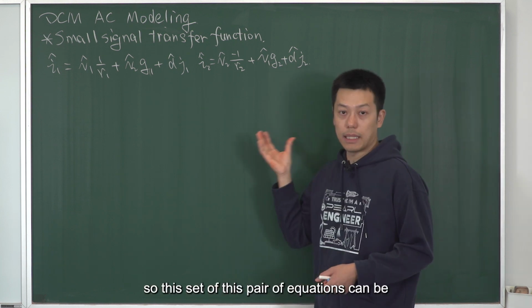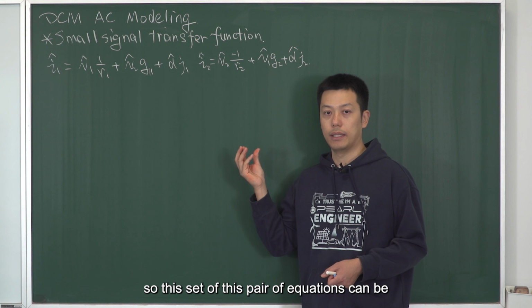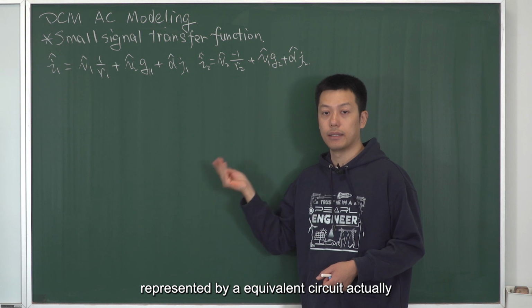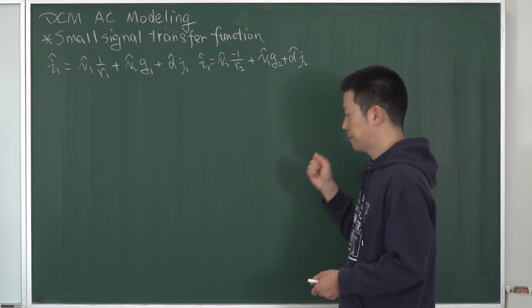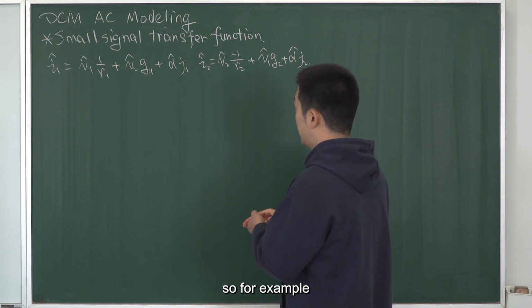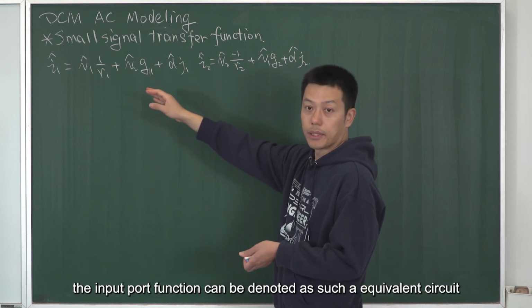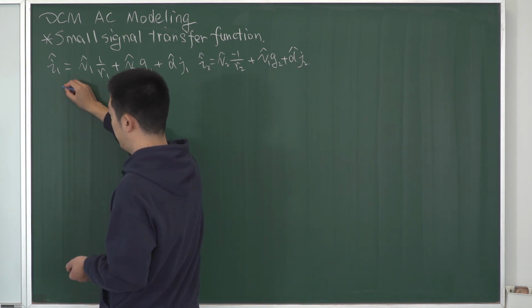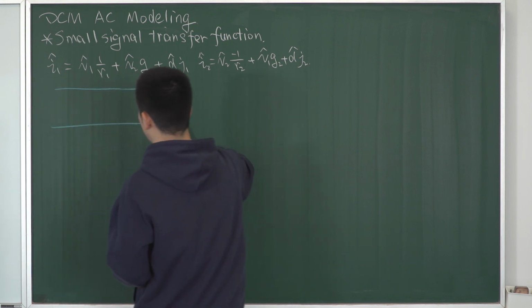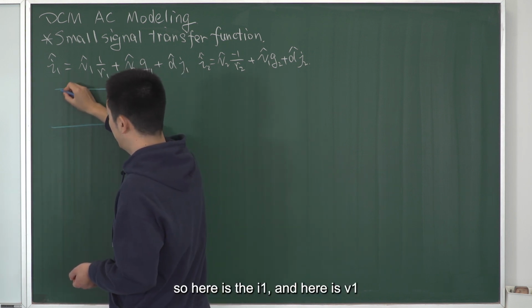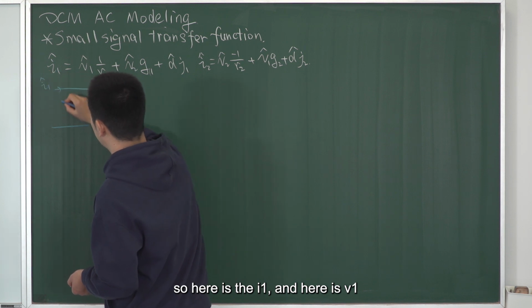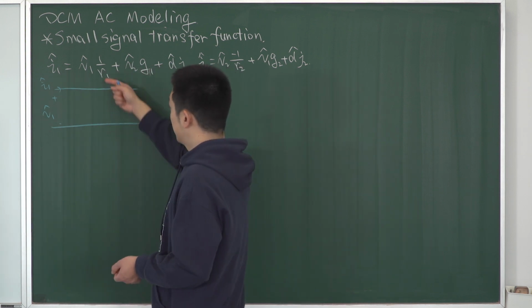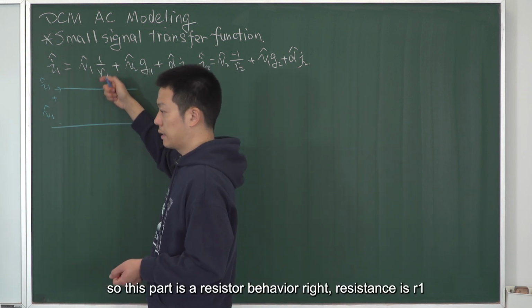So this pair of equations can be represented by an equivalent circuit, actually. For example, the input port function can be denoted as such an equivalent circuit. So here is the I1, and here is V1. So this part is a resistor behavior, right?